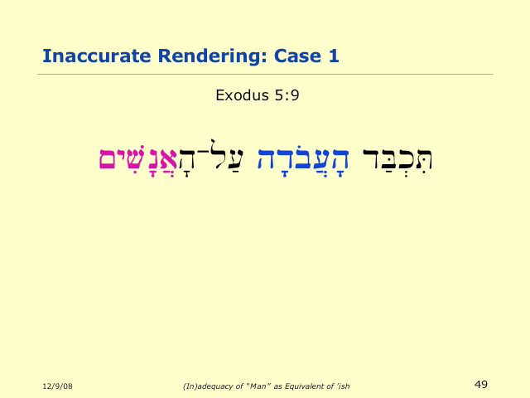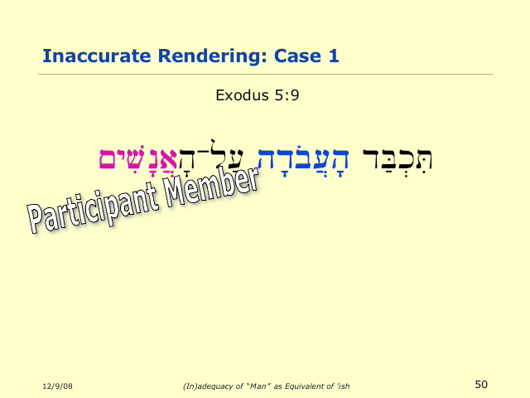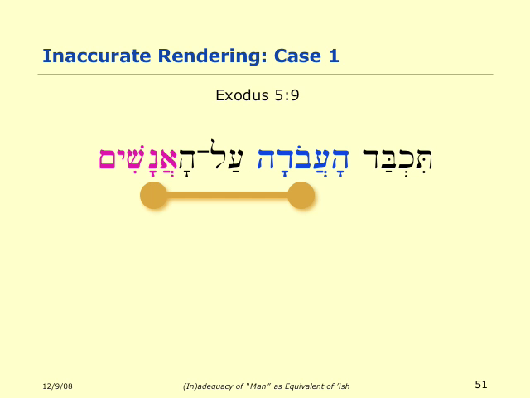What does ish mean in this case? The type of affiliation that our personal noun conveys is clarified by this clause itself, for the directive applies to those who are already performing labor, a fact that evokes the most basic sense of anashim as participant members. The word anashim affiliates the reference with their task or endeavor.